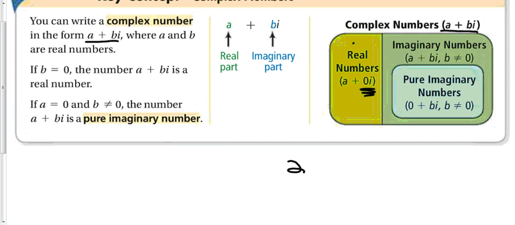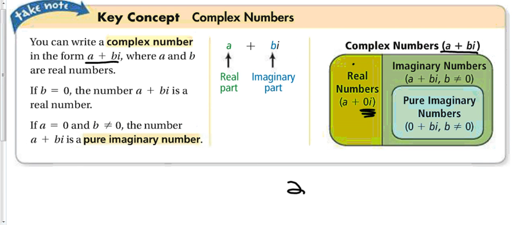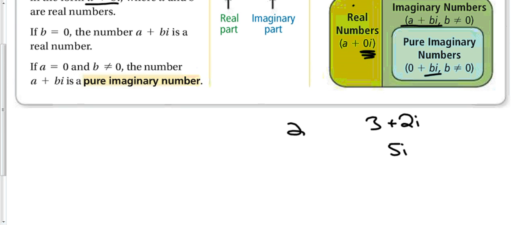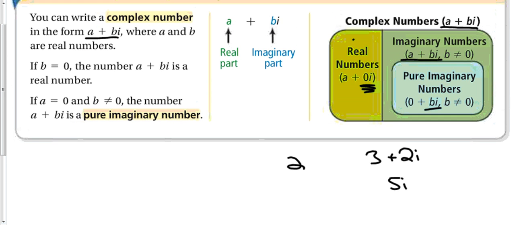Now, imaginary numbers are numbers that do have an imaginary part, a plus bi. And a pure imaginary number is something with just the imaginary part. So, for instance, 3 plus 2i would be an imaginary number, and 5i would be a pure imaginary number because it doesn't have a real part associated with it. Because a would be equal to 0.